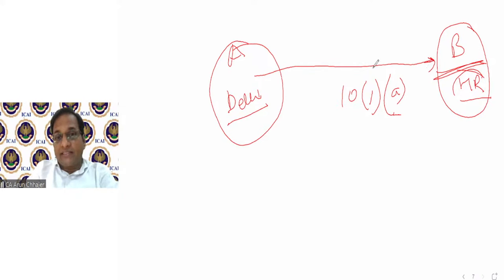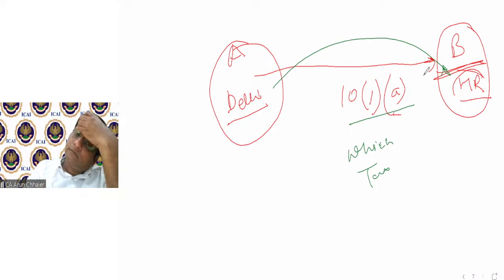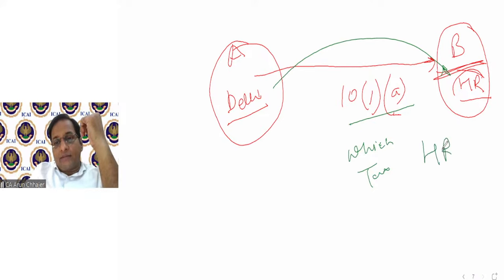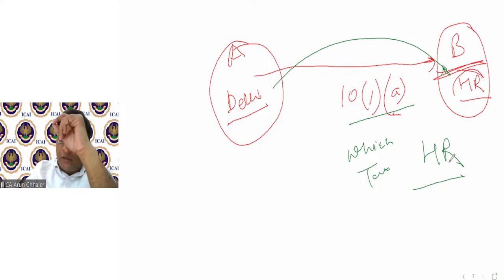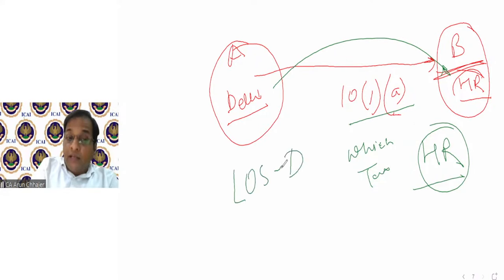Which tax will he charge? When he is raising the tax invoice to B, which tax will he charge? I can say according to 10(1)(a), the place of supply is Haryana. The location at which the delivery terminates to the recipient. In that case, the place of supply would be Haryana. Right? Therefore, the location of supplier is Delhi. Location of recipient is Haryana. Place of supply is Haryana.